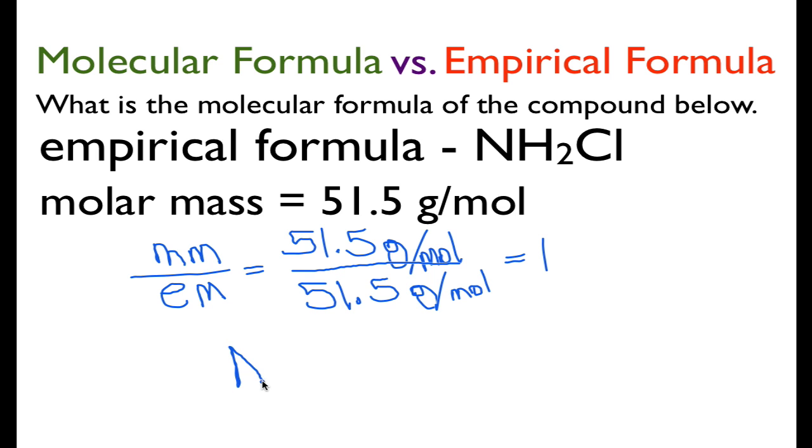So obviously the molecular formula is just NH2Cl. Okay, so that is the molecular formula for the compound that has this empirical formula and this molar mass, and that is the compound that we call chloramine. Okay, so I think that's relatively straightforward. It's not that many steps. Try that, and I think you'll be successful.